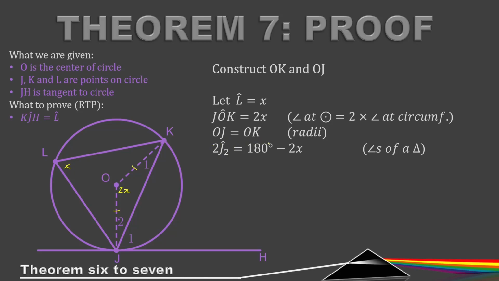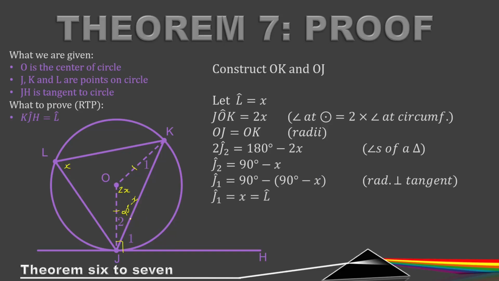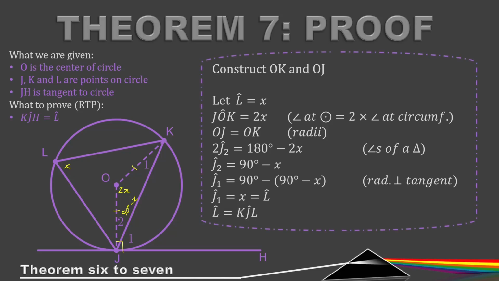So 2J2 is equal to 180 minus 2X, and to simplify it, we divide everything by 2, which leaves us with this angle being 90 degrees minus X. Then we know that the radius and the tangent form a 90-degree angle, so J2 plus J1 adds up to 90, but J2 is 90 minus X. So J1 is 90 minus J2, which simplifies to X. We can say that J1 is equal to L, and therefore L is equal to KJH. And that concludes the proof.